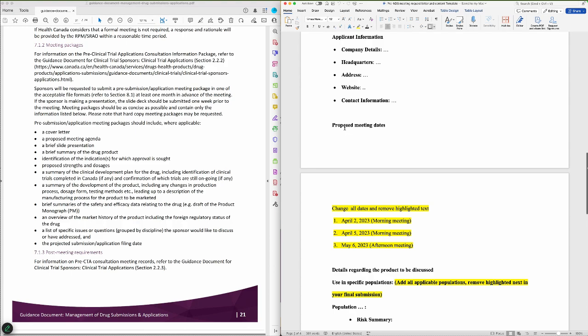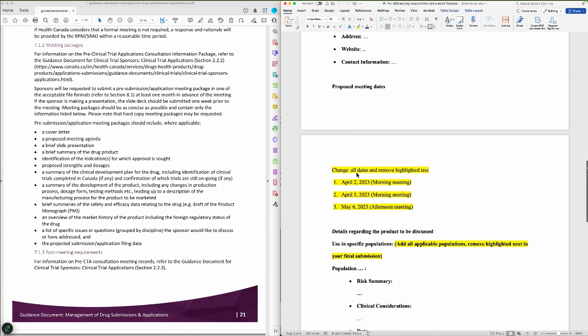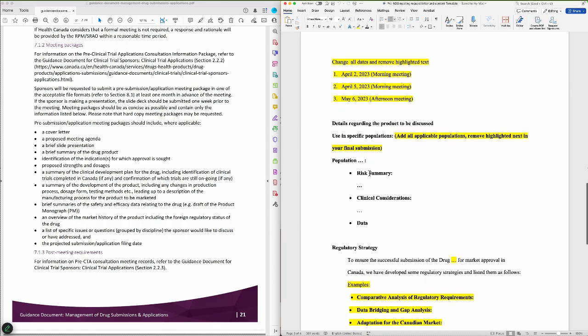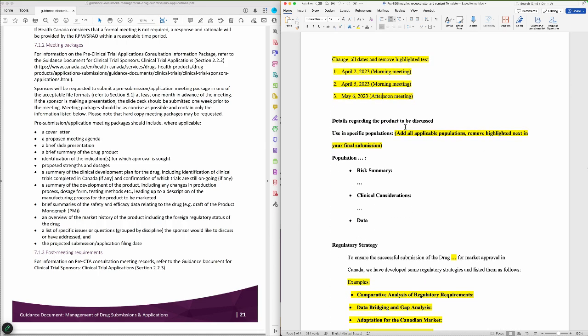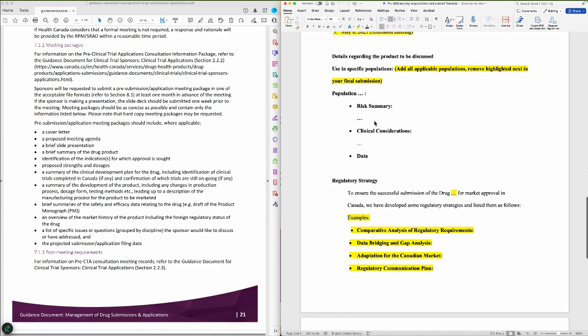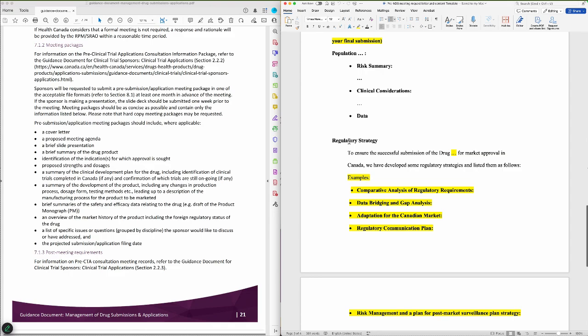And this is very interesting and important to know: you put here the proposed meeting dates. You're going to propose 3 dates. Now you say morning or afternoon, as it is written in the guidance document. And then you're going to continue with the details regarding the product to be discussed. So you give information about the product, and then you're going to talk about your regulatory strategy.